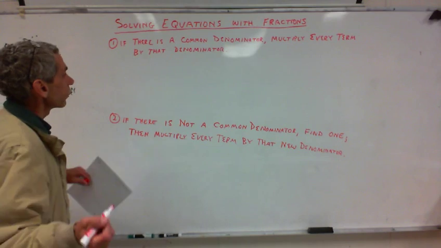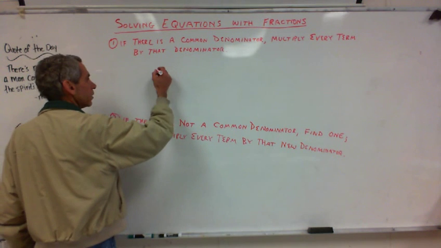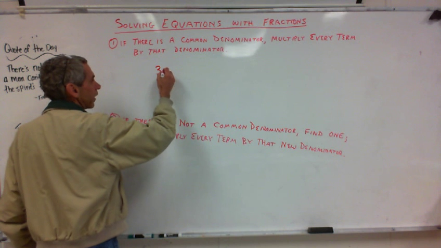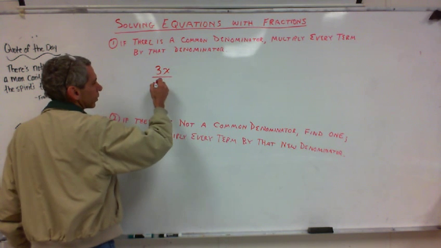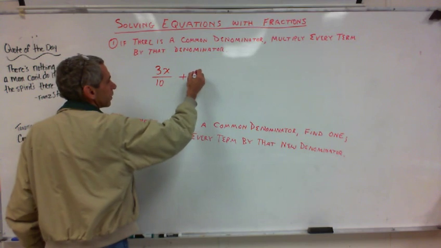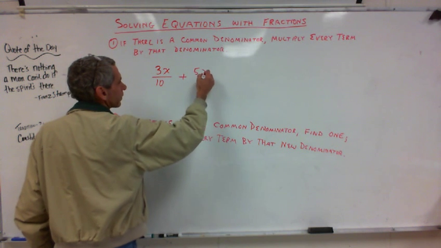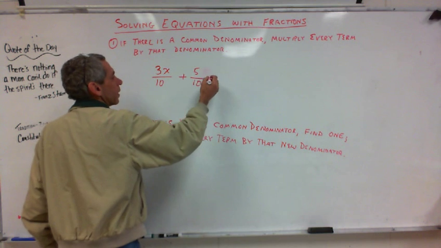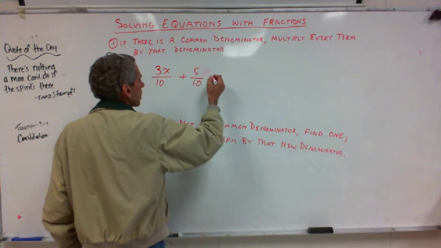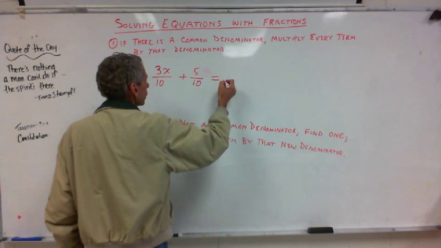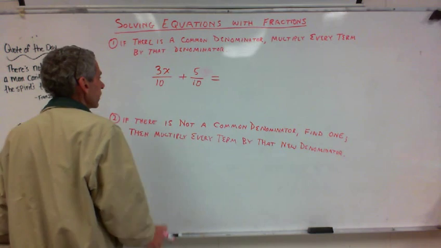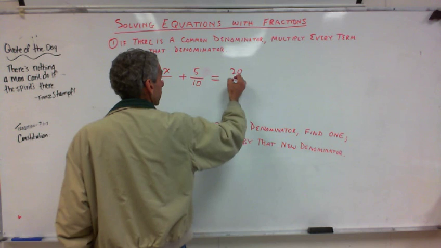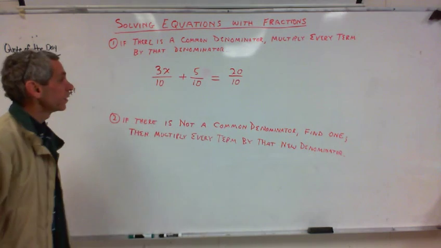So, okay. Let's say I gave you, I think you probably remember this, but should we write this down? Yes, write this down. If I had 3x over 10 plus 5 over 10 equals 20 over 10. I'm just making it easy.